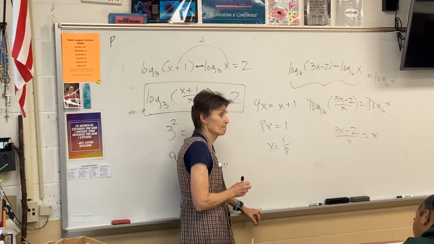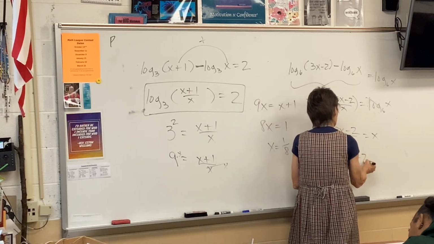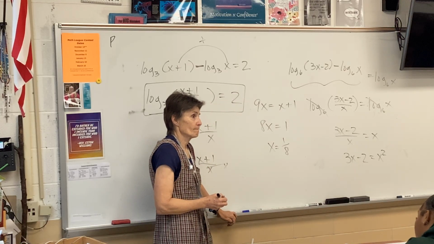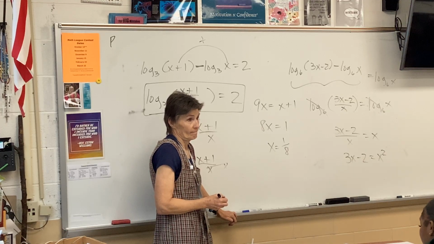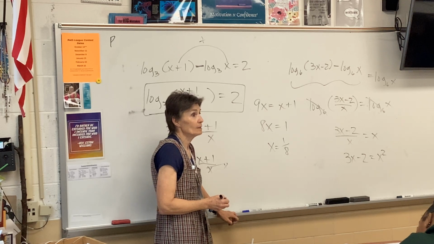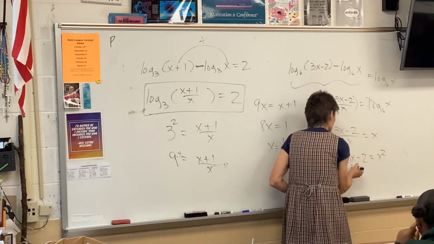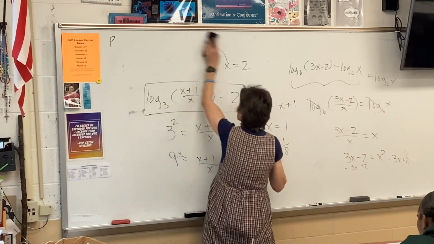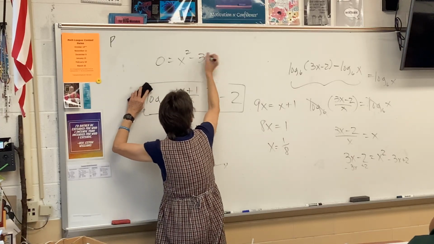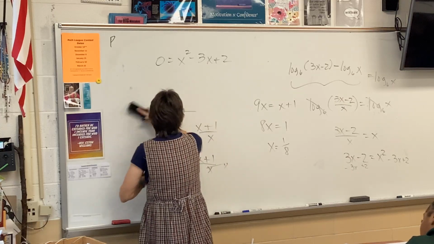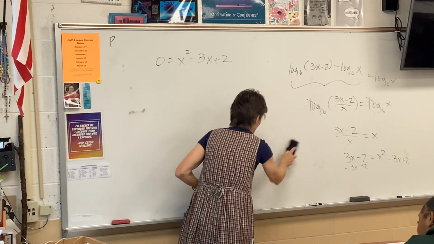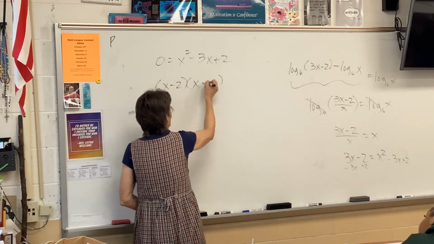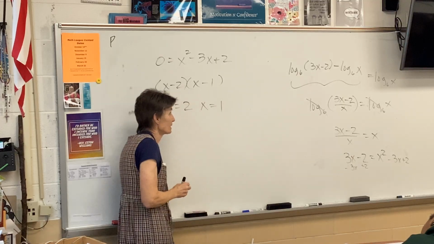All right, how do we solve that? Divide by x. So 3x minus 2 equals x squared. Yet it's set equal to 0. So I think I'm gonna go that way, and subtract 3x and add 2. So 0 equals x squared minus 3x plus 2. What in the heck do I do with that? Factor. Factor. So two answers, x equals 2 and x equals 1.